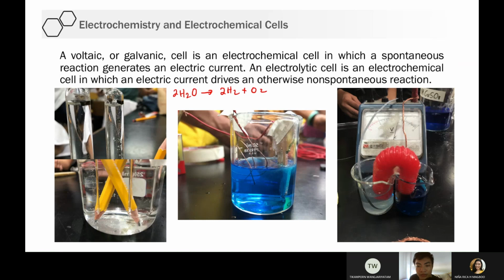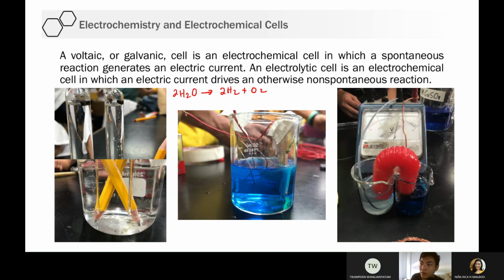This technology is used by scientists, especially those who travel in outer space, so that they can have oxygen to breathe. This is actually what they do to get oxygen. I think this technology was used in the Apollo mission, the one that went to the moon. They used the electrolysis of water to get oxygen that they can breathe, as well as hydrogen gas, which can be used as their fuel.